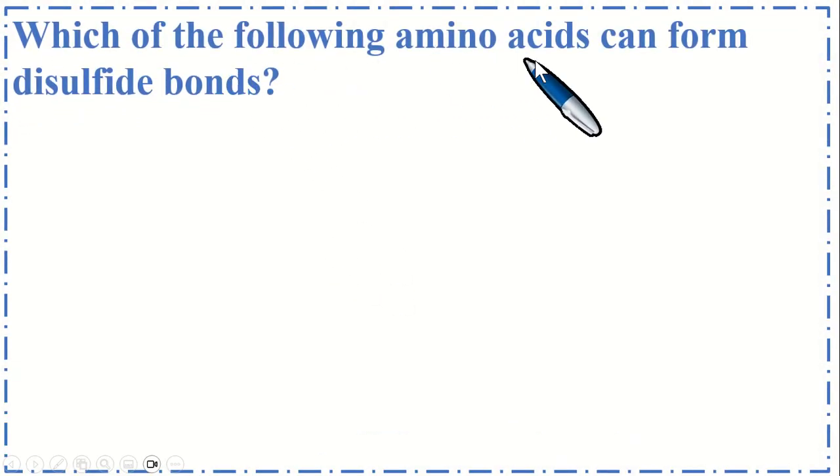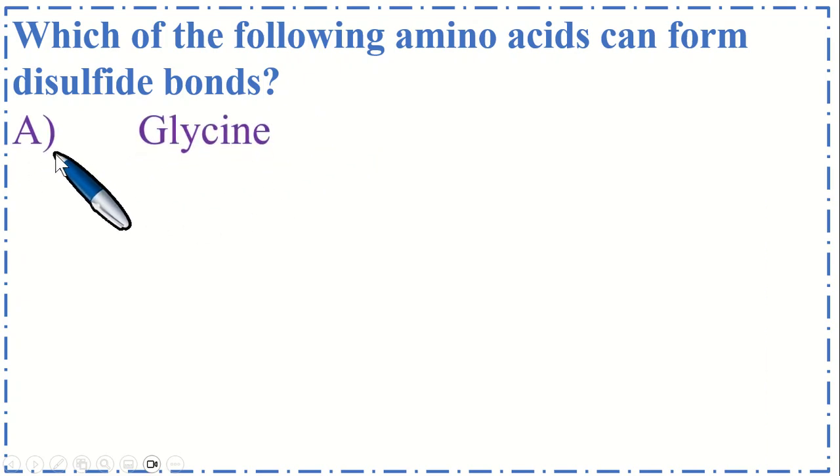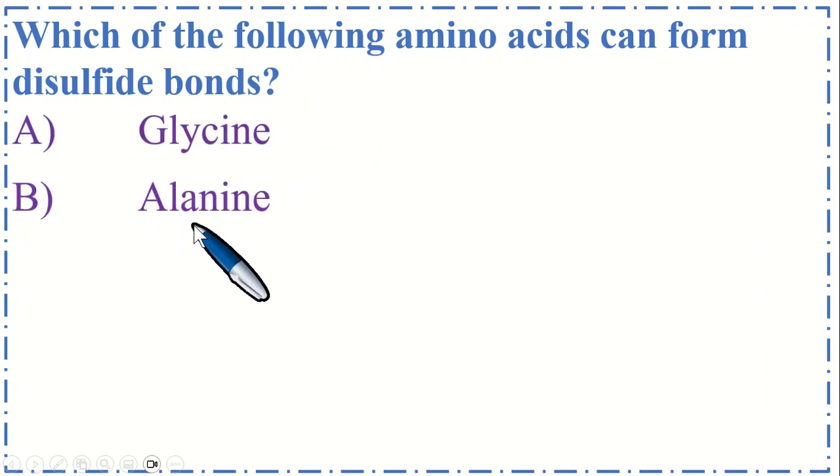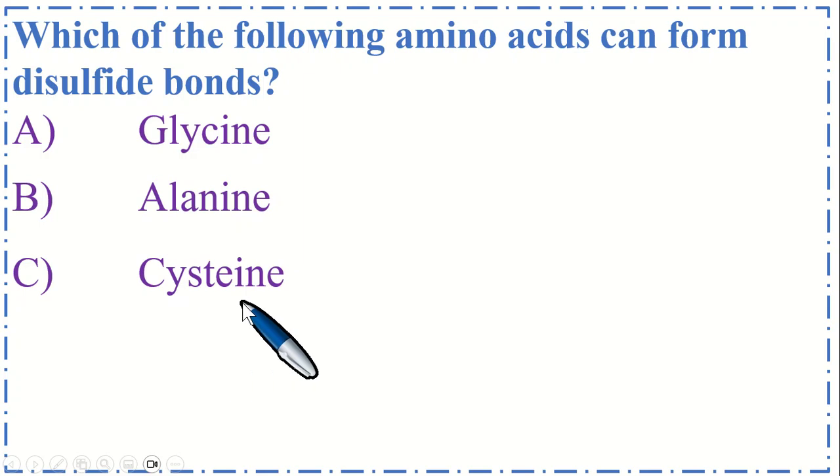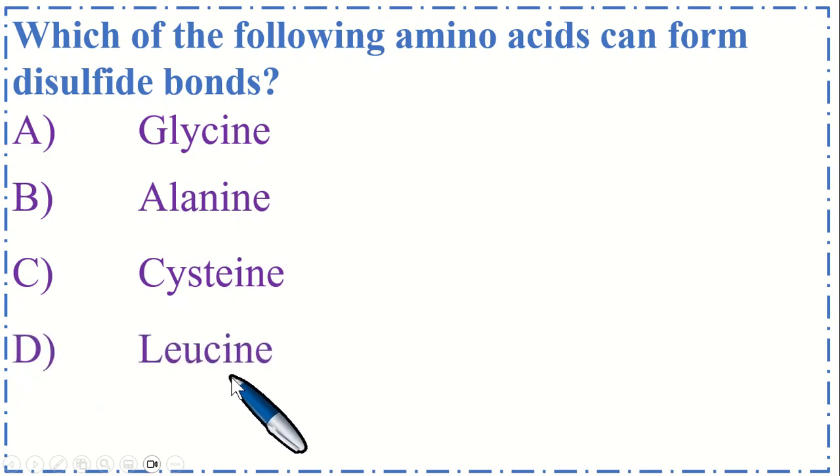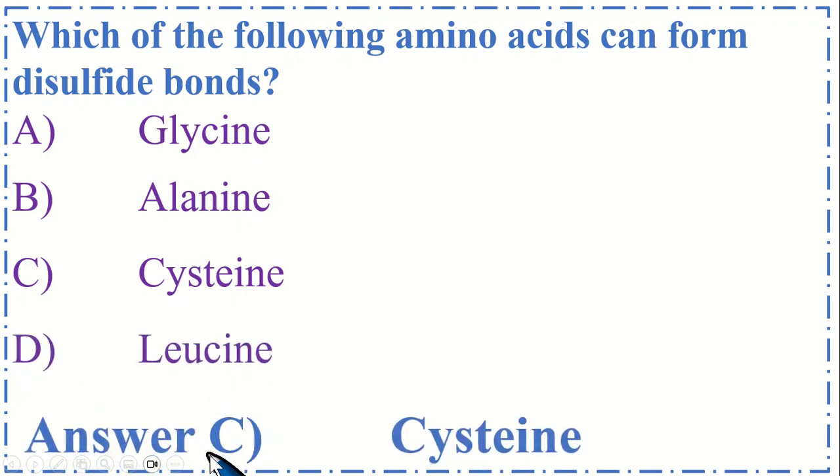Which of the following amino acids can form disulfide bonds? Option A, glycine, B, alanine, C, cysteine, and option D, leucine. So the correct option is C, cysteine.